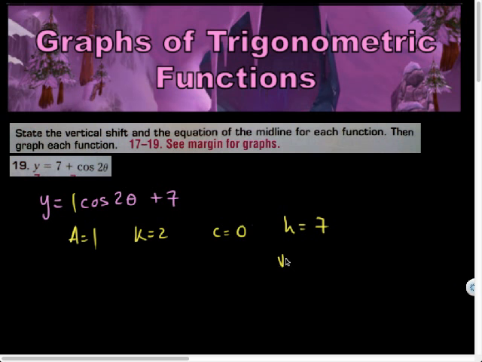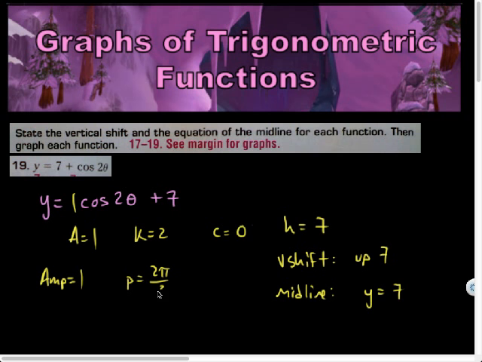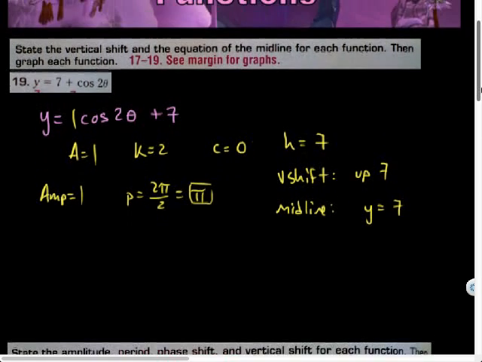So our vertical shift is going to be up 7 units, right? And the midline is going to be y equals 7, right? Let's see, so other things we can gather is that the amplitude is equal to 1. The period is equal to 2 pi over 2, which is just plain old pi, right? So all sorts of stuff that I could gather from that.